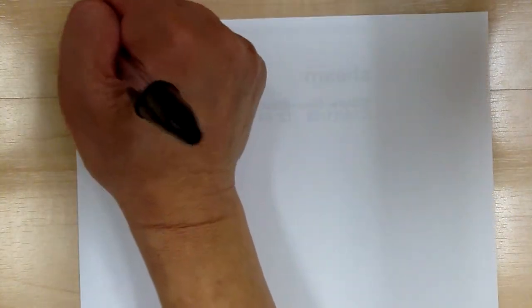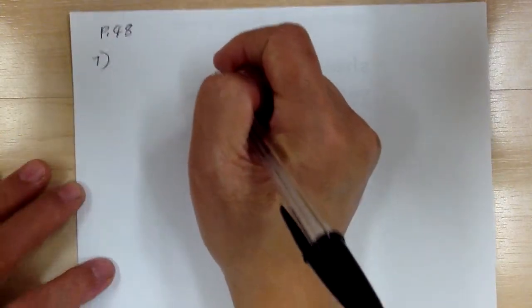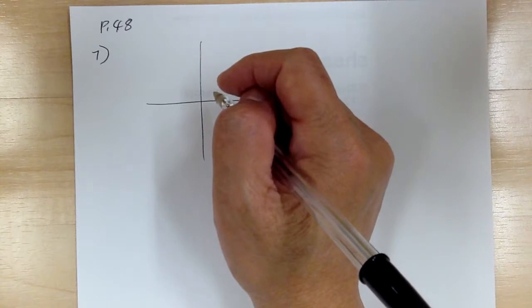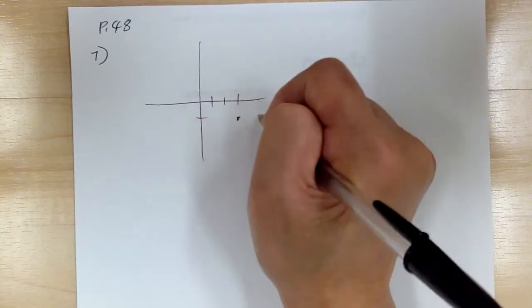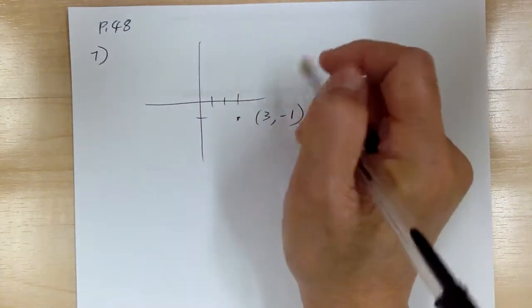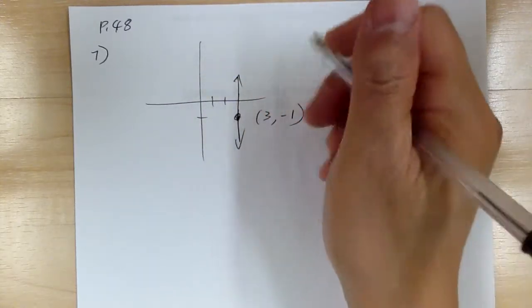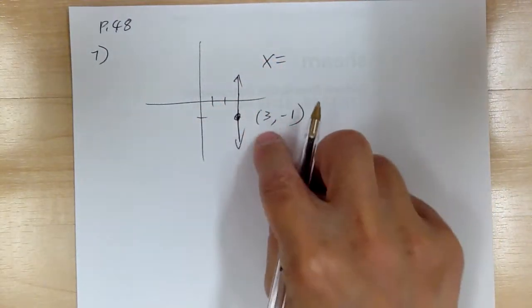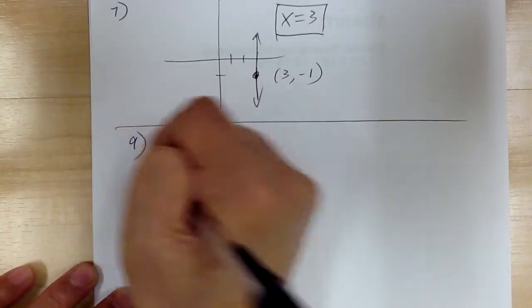Okay, let's go to number 7. Again, putting all the information together, you have a vertical line passing through 3, negative 1. So you have this point over here, 3, negative 1, and the vertical line passing through that. Well, if it's a vertical line, you're going to have x equal to a number, and the x number is 3, right? 1, 2, 3, or you can look it up. Okay, so that's it.